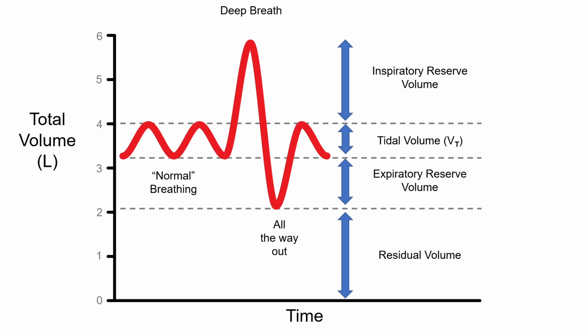So if we have residual volume in the dead space that isn't useful to us, what do we call the part that is useful? Well, this part's called the vital capacity. And this is the total volume of air between when you breathe all the way out and when you take the deepest breath you can possibly manage.